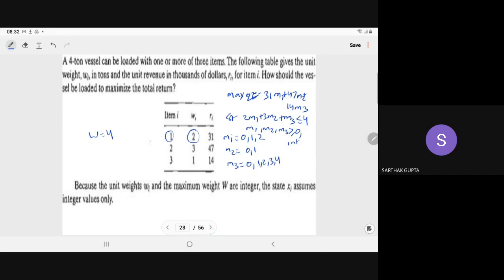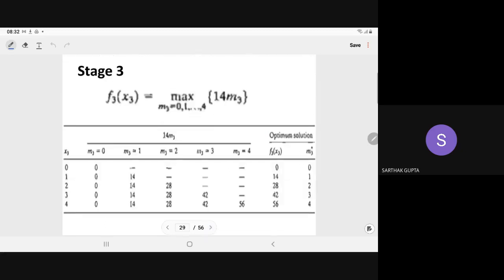So now we have to allocate the 4 tons in such a way that total revenue is the maximum. So always we solve in the backward form, using the backward recursive. You can also solve from the forward, that is not a restriction. Here, first I am demonstrating from the backward only. So in stage 3, what will be the function? Means we have to compute F3(X3).